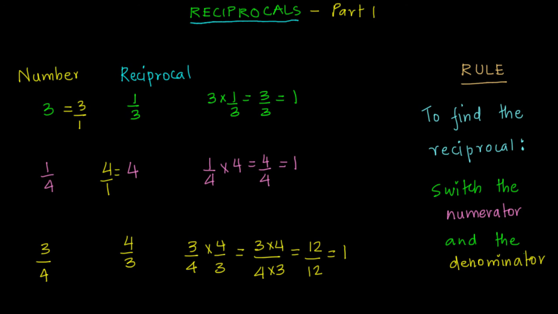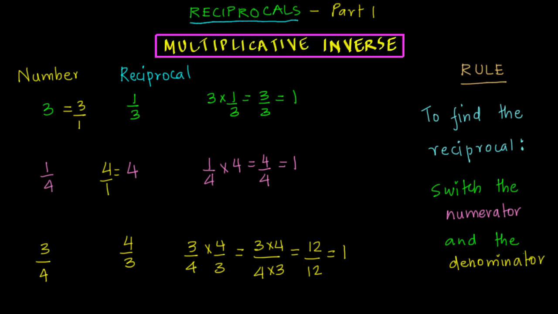So to review the rule again for finding the reciprocal of a number, when you're given a number, if it's a whole number, you can rewrite that as a fraction. And then to find the reciprocal, you switch the numerator and the denominator, and you get the reciprocal. Reciprocals are also called multiplicative inverse. So this is how it's written, multiplicative inverse.